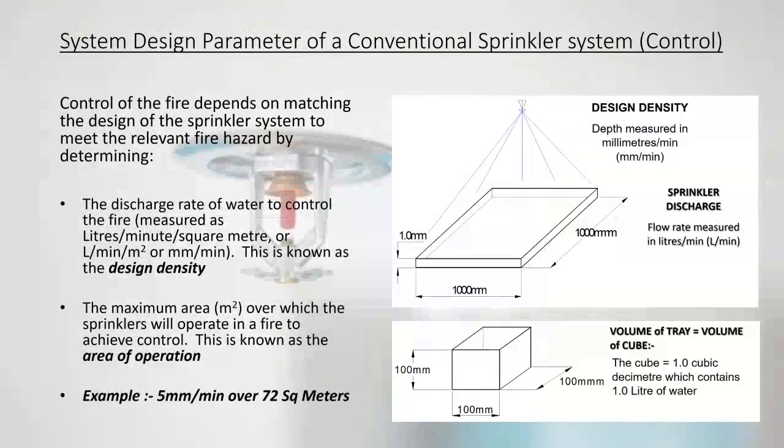For example, 5 millimetres a minute over 72, which is ordinary hazard group 1. So a sprinkler system in that case would deliver 5 millimetres over an area of 72 square metres at maximum. So if you've got, for instance, the system running for 10 minutes, the possibility is that you're going to have 50 millimetres of depth of water in there.